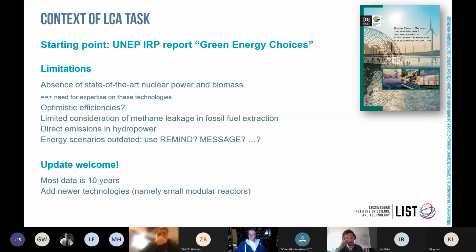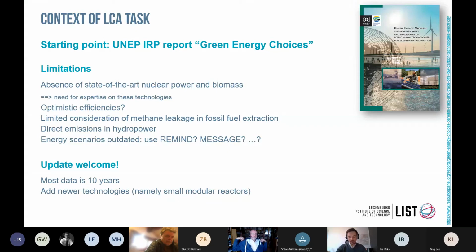For the power plants that use fuel, it would also be good to have an update on how this fuel is made and where it is actually sourced in the world. For uranium, for example, it matters a lot. Then we also have some limited considerations of other things we would like to have in LCA now, such as methane leakage in fossil fuel extraction for coal and gas. So if anyone has any info on that, that would be great.